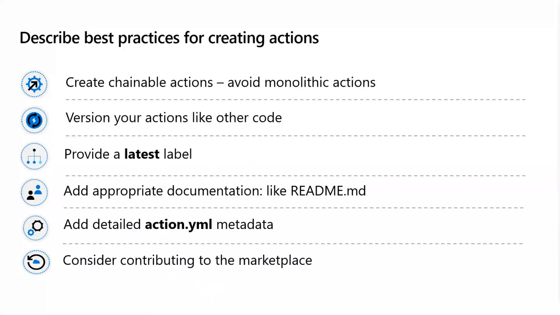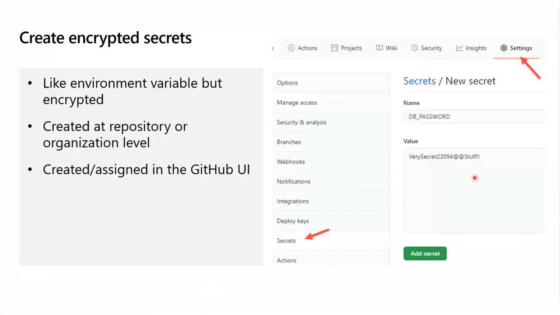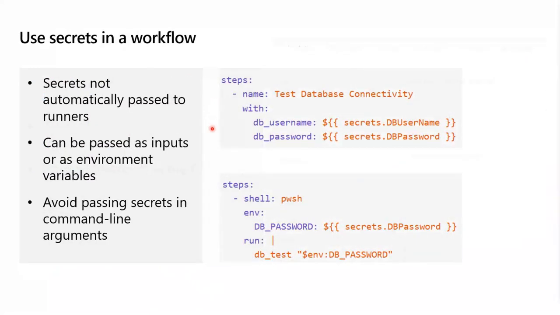So just to point out again, you can create secrets. The use of secrets is because, if you're working with multiple members in your team, you want to hide some specific values, or you don't want to expose these values directly in your code, this is where secrets come into play. Secrets are not automatically passed to runners and can be passed as inputs or as environment variables. And you should avoid passing secrets in command line arguments.